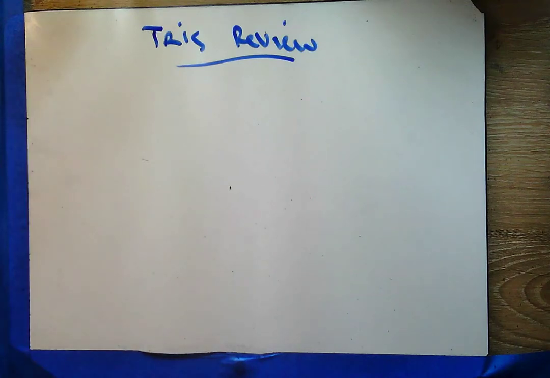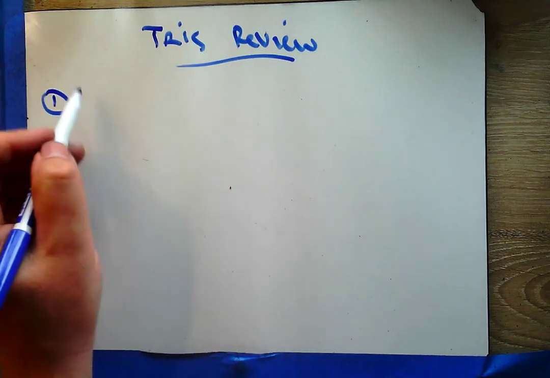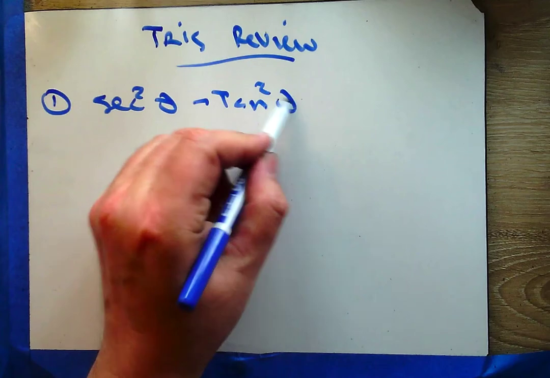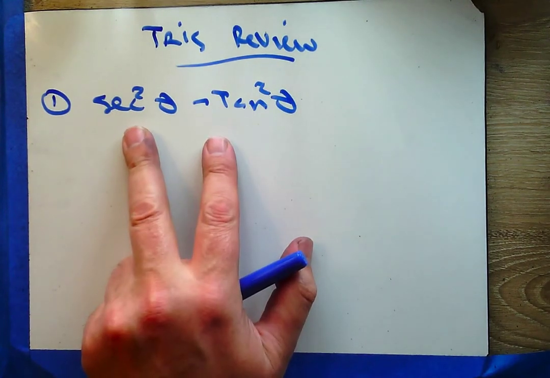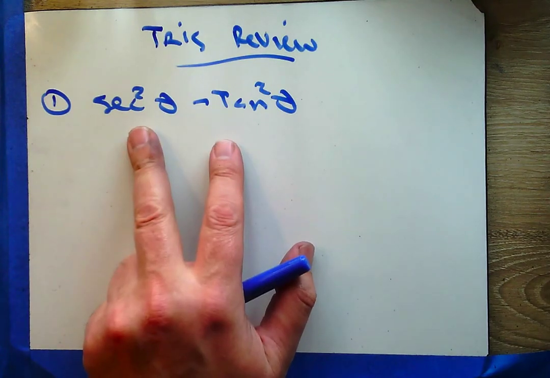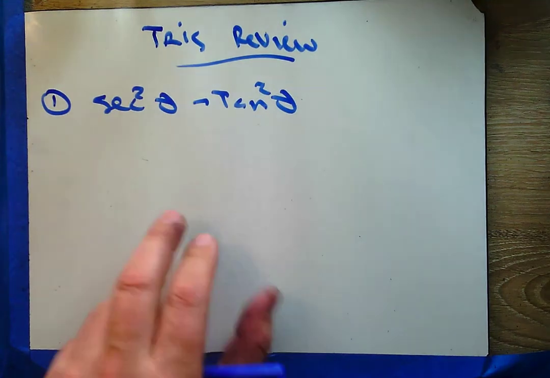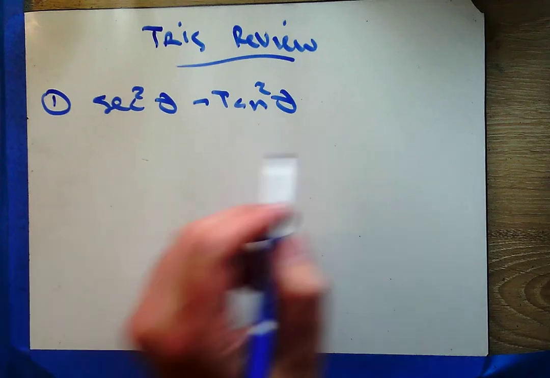Okay? So, 1. Simplify. Secant squared theta minus tangent squared theta. Well, the simplifying that I'm suggesting here is not factoring the difference of squares, but instead going from two different trig functions into only one trig function. Now, this is Kukla's way of saying, does the student remember their Pythagorean identities?